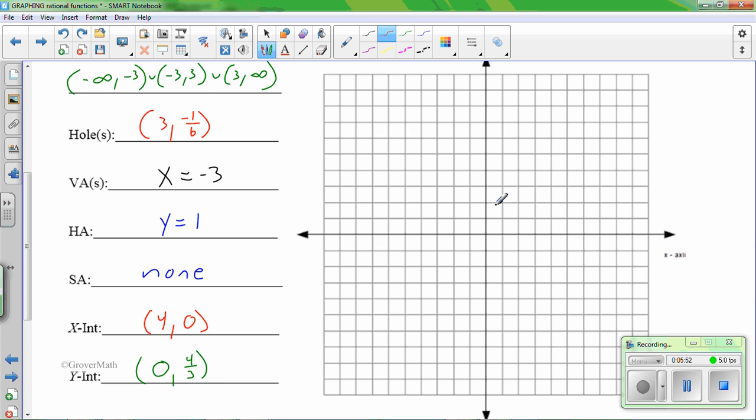So let me first put down what I have on here. Now we'll see how this goes. I've never tried graphing with this tablet that I'm using to write on, so excuse me if it's a little sloppy. But first I want to start by graphing my asymptotes. So x equals negative 3. Here's negative 3, and so it's going to be a vertical asymptote at negative 3. And asymptotes we always draw as dotted lines. A horizontal asymptote at y equals 1.